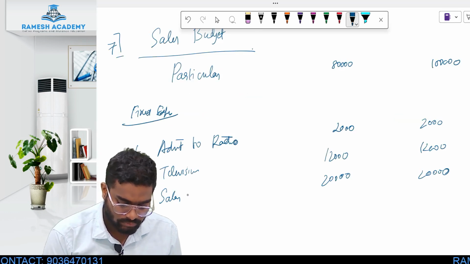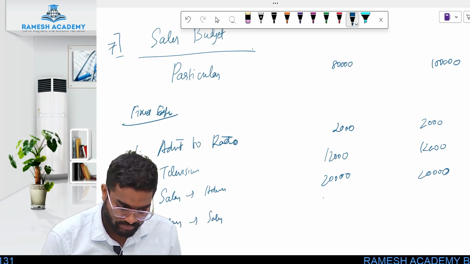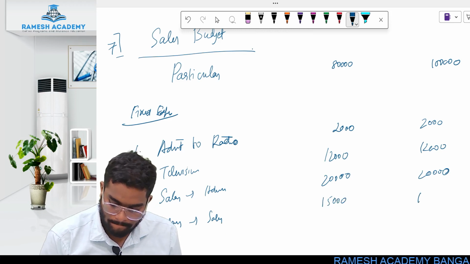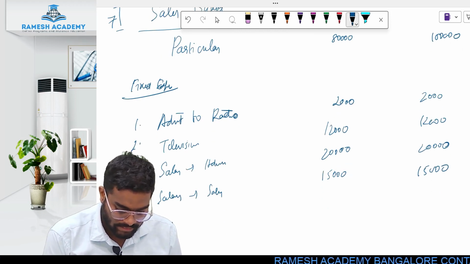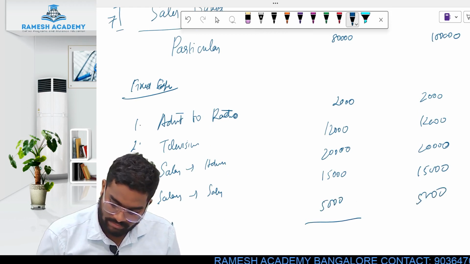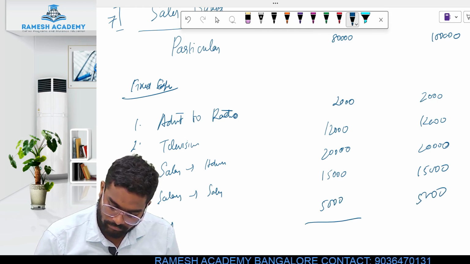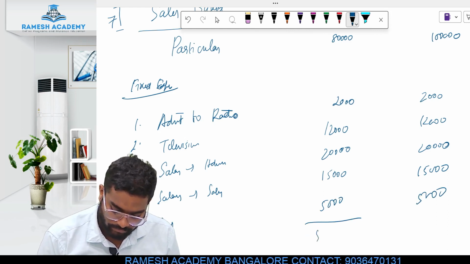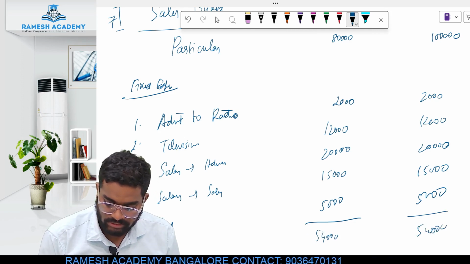Salary to sales force. This is admin. Next we have salary, sales force, which is 15,000. Next we have rent at 5k. Here we can give a total 2,000 plus 12,000 plus 20 plus 15 plus 5, 54. So both the ways it will be 54 because it is a fixed expenses.